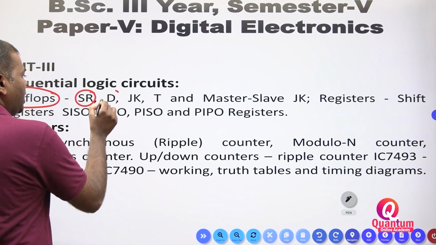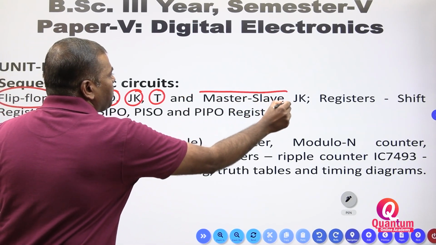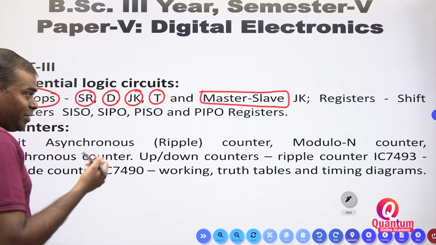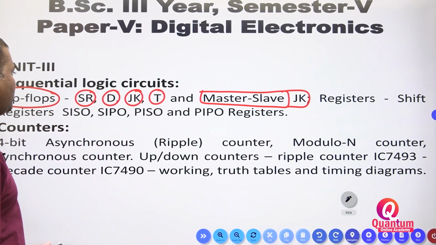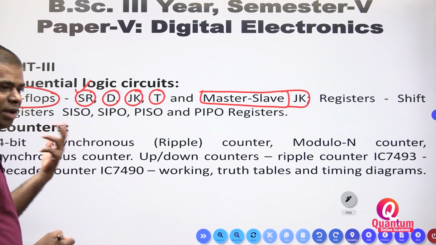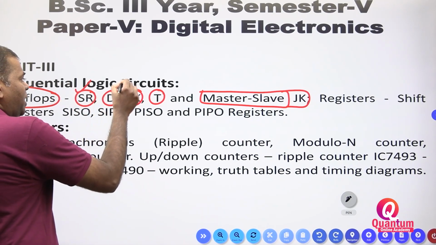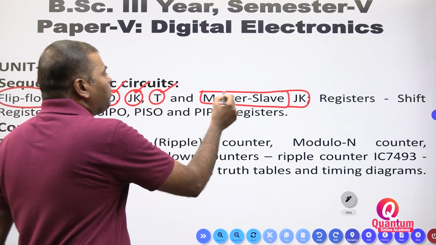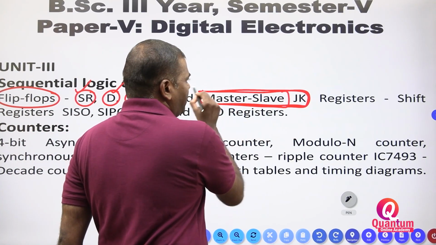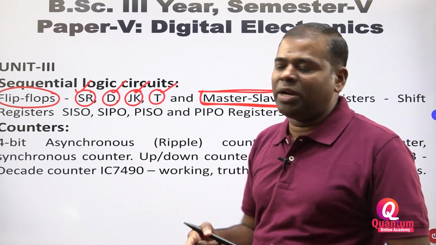SR flip-flop, D flip-flop, JK flip-flop, T flip-flop and master-slave flip-flops are there. Master-slave JK flip-flop, right? So how many flip-flops are there according to your syllabus? One is the SR flip-flop, not SR latch, SR flip-flop, transparent flip-flop or data flip-flop, JK flip-flop, toggle flip-flop, master-slave JK flip-flops. So this one is a flip-flop. This is a bistable element.